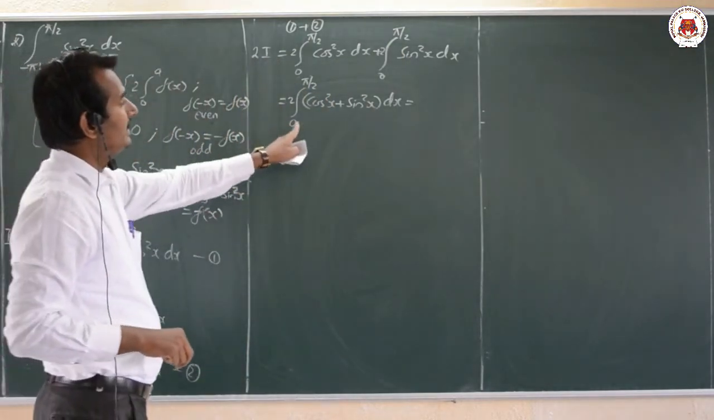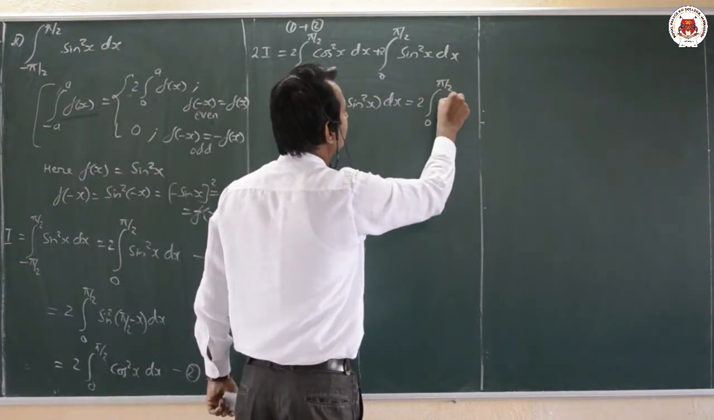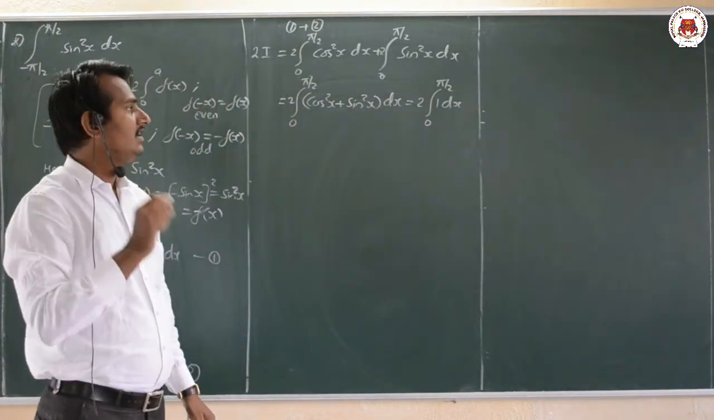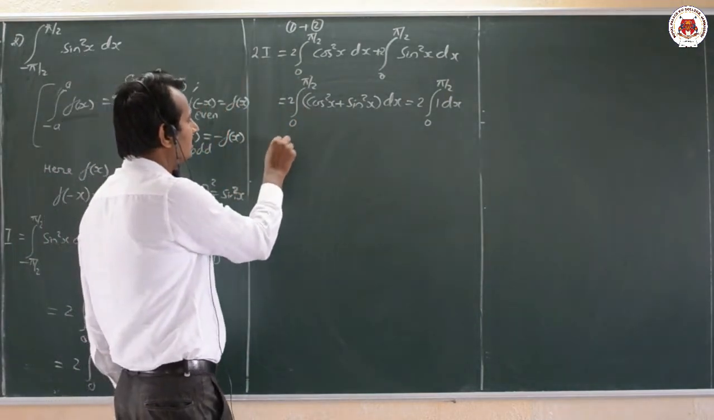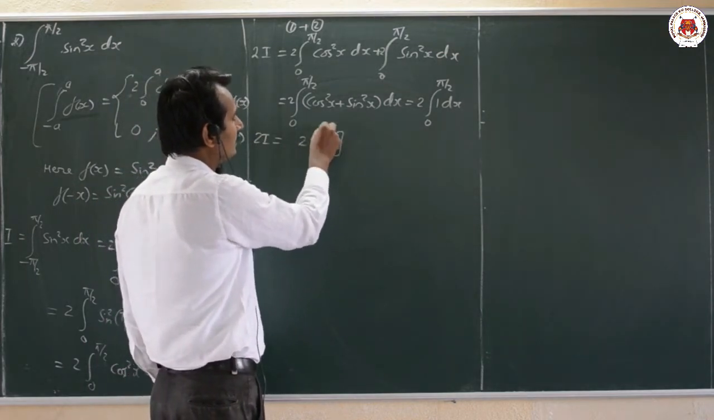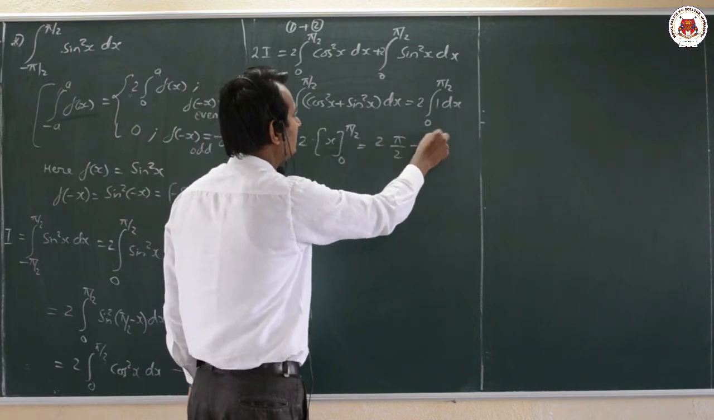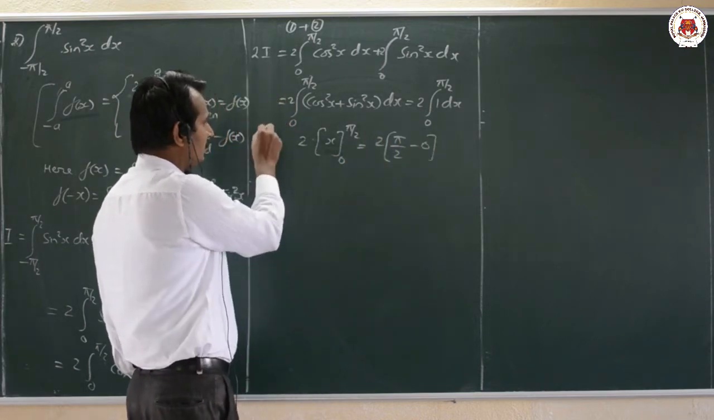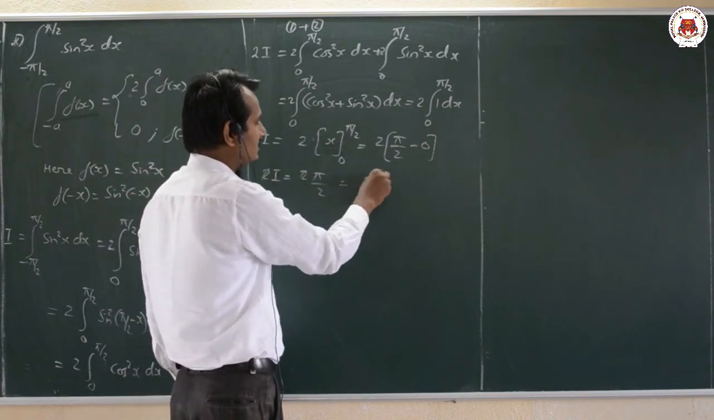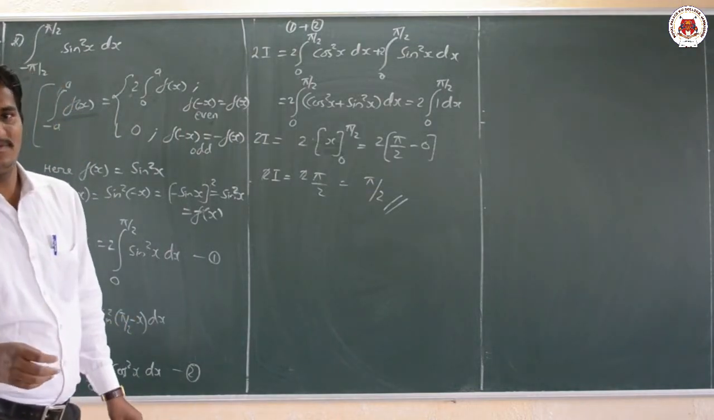I can take 2 into the integral common, that means here 2 into integral of 0 to pi by 2, 1 dx, because sin square x plus cos square x value will be 1 here. That is nothing but 2I is equal to 2 into x here, integration of 1 is x, from 0 to pi by 2, which is equal to 2 into pi by 2 minus 0. Now here we can observe that 2I is equal to 2 into pi by 2, so the answer is pi by 2, very very simple answer here, okay dear students.